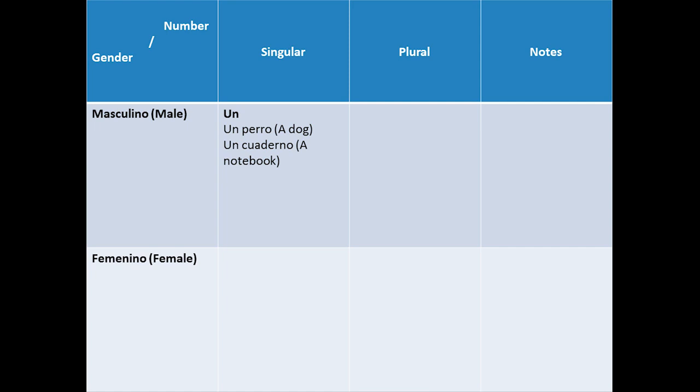For the male words in singular form, we have un. For example, un perro, un cuaderno. Now, Spanish is one of the few languages that have a plural form for the indefinite articles. For male words in plural form, we use unos. Sometimes it could be translated by the word some. For example, unos gatos, unos anillos. In some cases, we could translate them into some cats, some rings.